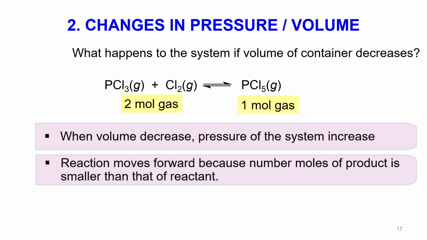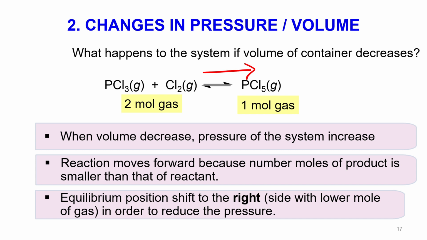So reaction move forward because number of mole of product is smaller than that of reactant. Okay, jadi dia akan shift kepada bahagian yang sedikit lah. Okay, dia akan shift to the right. So equilibrium position shift to the right side with lower moles of gas in order to reduce the pressure.